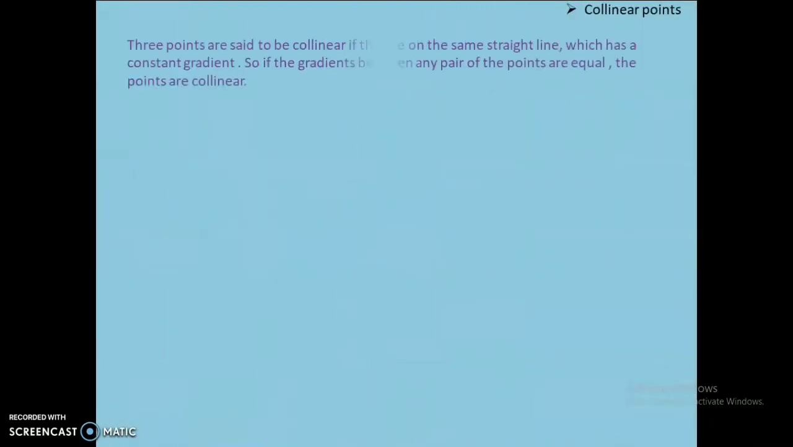Collinear points. Now 3 points are said to be collinear if they lie on the same straight line which has a constant gradient. So if the gradient between any pair of the points are equal, the points are collinear. Let's see a worked example here.